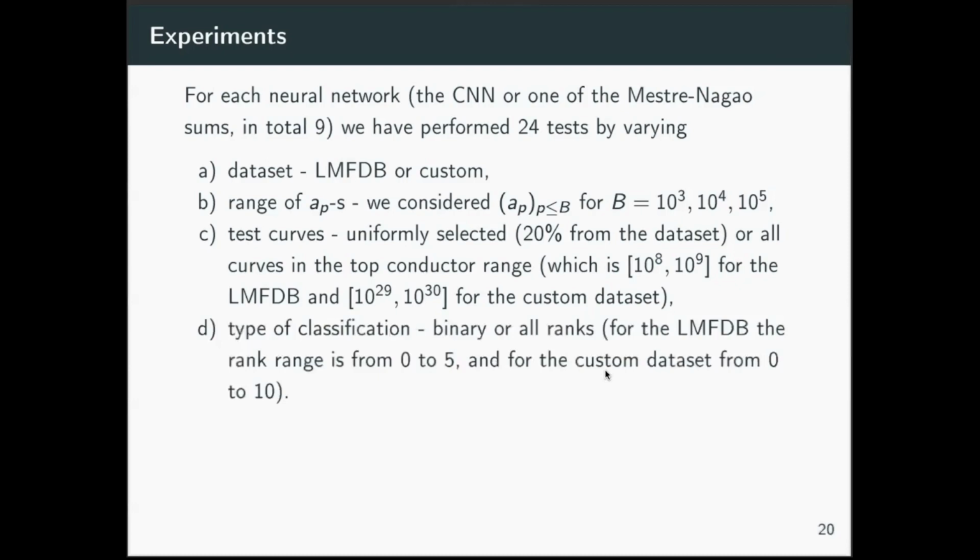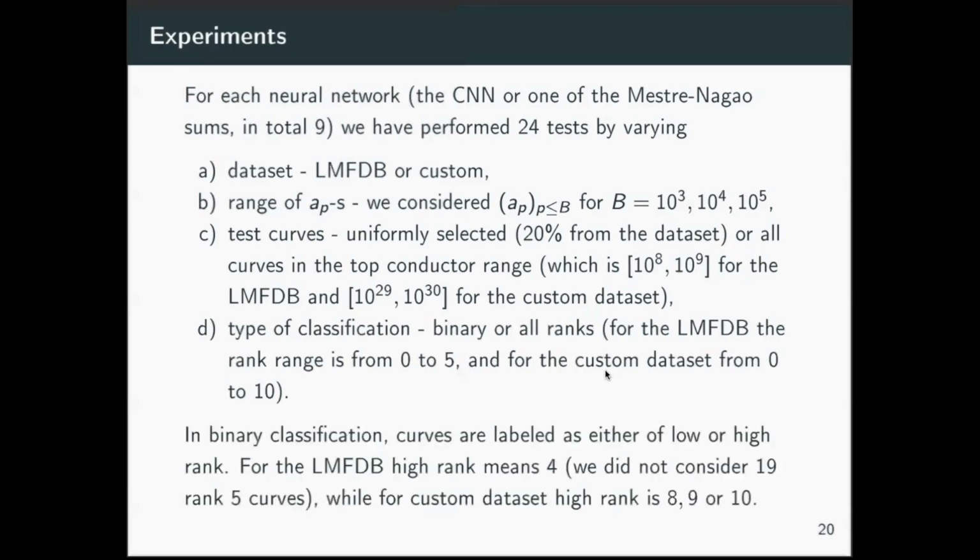And we also varied the type of classification. We have two. We either classified all ranks or did just a binary classification, which tries to determine whether the curve is of low or high rank. In this talk, I'll just talk about the classification of all ranks.